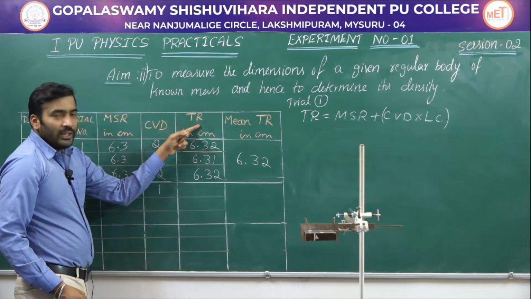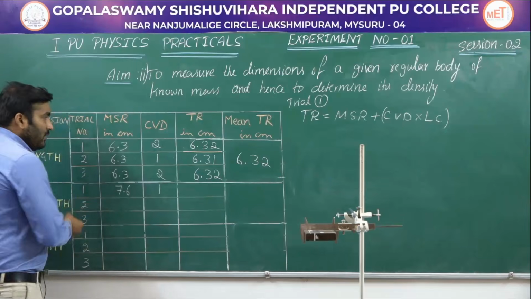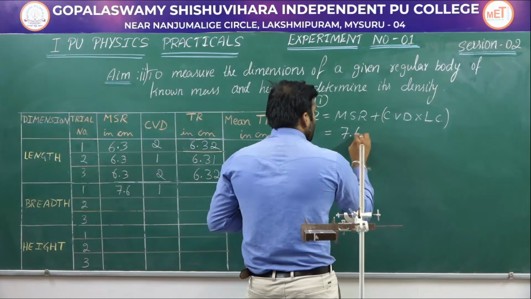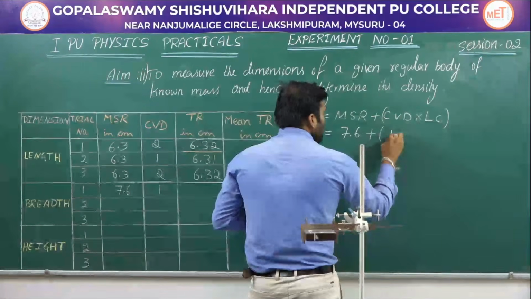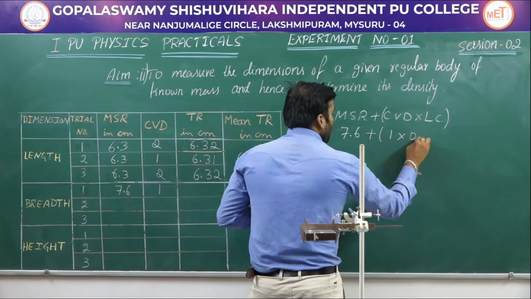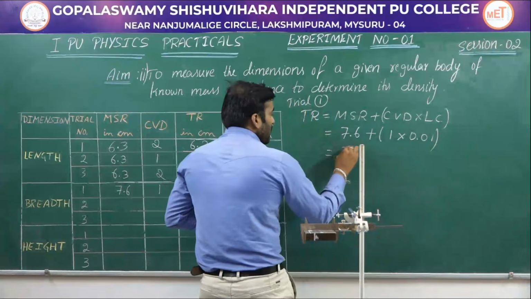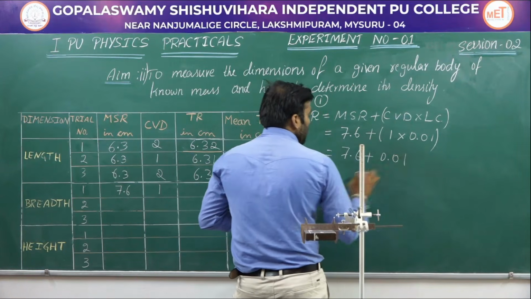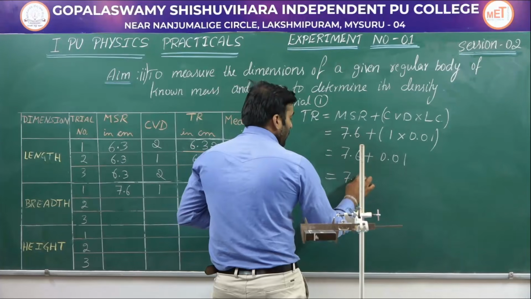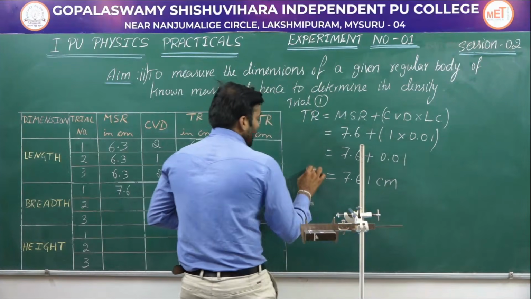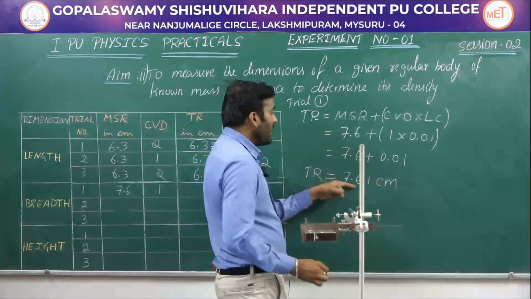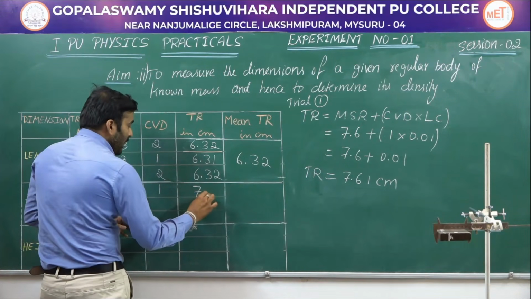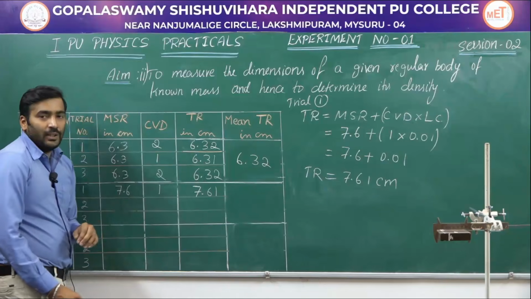And let's find out the total reading for the first trial for breadth. For trial 1, the total reading is the main scale reading 7.6 plus CVD 1 into least count 0.01. 1 into 0.01 is 0.01, and if you add these two, you will get 7.61 centimeter. Therefore, the total reading for the first trial is 7.61 centimeter. Let us tabulate this. This is 7.61 centimeter.